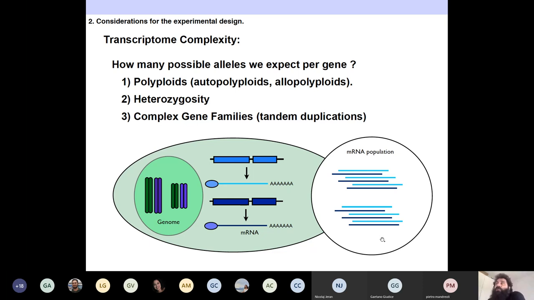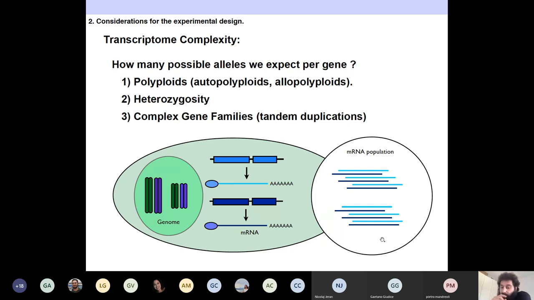Then it's in terms of how many alleles you should expect per gene. Well, you need to keep in mind that a lot of organisms are polyploids, or were polyploids at some point, that you may have heterozygosity, so at least two alleles for diploids. And then genes are not alone. I mean, you don't find one copy, but they have a complex evolutionary history. So you may have gene families or even tandem duplications, okay? So you are working with plant defense genes or with immunoglobulins in humans. They are commonly associated in tandem families, so you have several copies in the same genomic region.